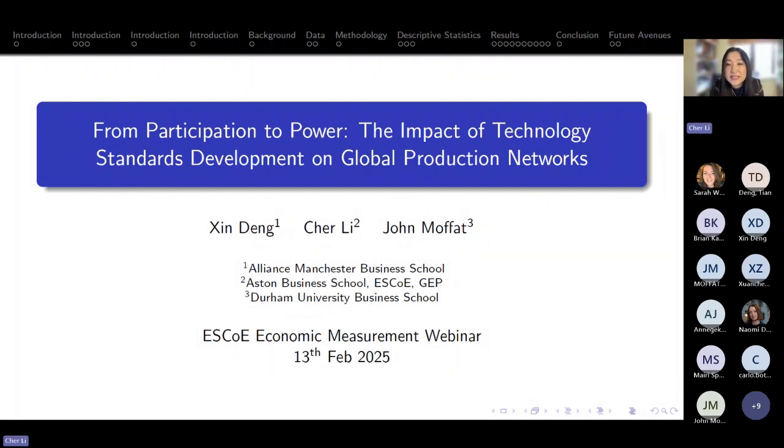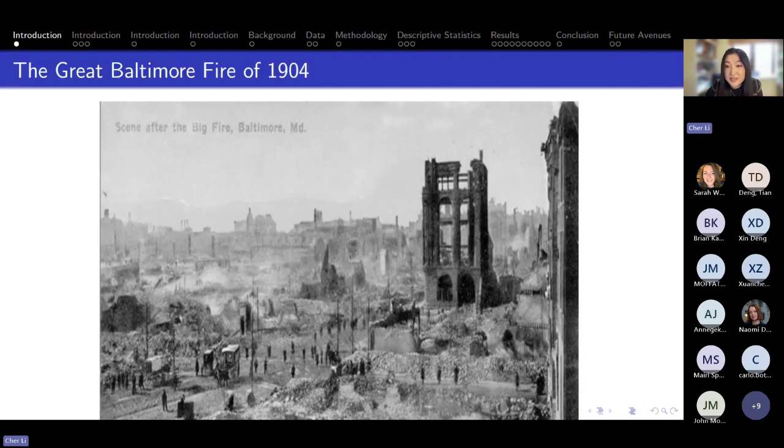Before we get into the details, let me start with the question, why do standards matter? When you hear the word standards, this might mean different things to different people. Some of you might think of quality management systems or accounting standards, or even red tape. So standards perhaps don't exactly scream excitement, but let me take you back to 1904, when the lack of a simple standard turned a small fire into a disaster. Let me open with the case of the Great Baltimore Fire.